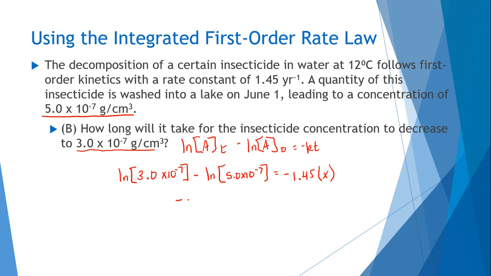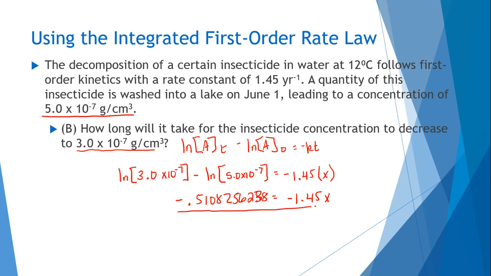And when you plug that into your calculator, you get negative 0.5108256238 equals negative 1.45 t.